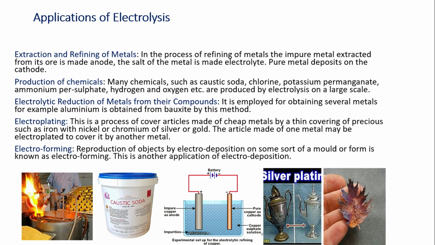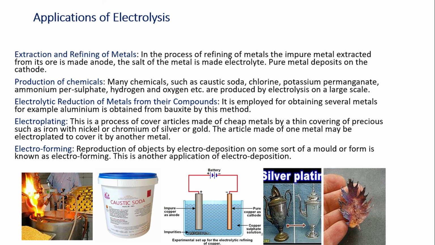Electrolysis is also used in the production of chemicals. Many chemicals like caustic soda, chlorine, potassium permanganate, ammonium persulfate, hydrogen, oxygen are produced by electrolysis on large scale. Electrolytic reduction of metals from their compounds is done using electrolysis, and it's used to obtain several metals such as aluminum is obtained from bauxite by using electrolysis.